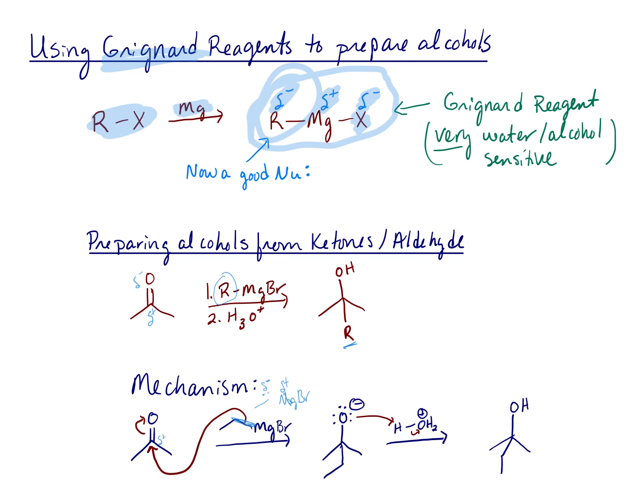Electrons then go up, and when they do, they will seek out a proton source as soon as that's provided. So that's how you quench or end the reaction right there. And that's what gives you this OH. So the R group that you just put down is 2 carbons long, so that's 1 and 2.